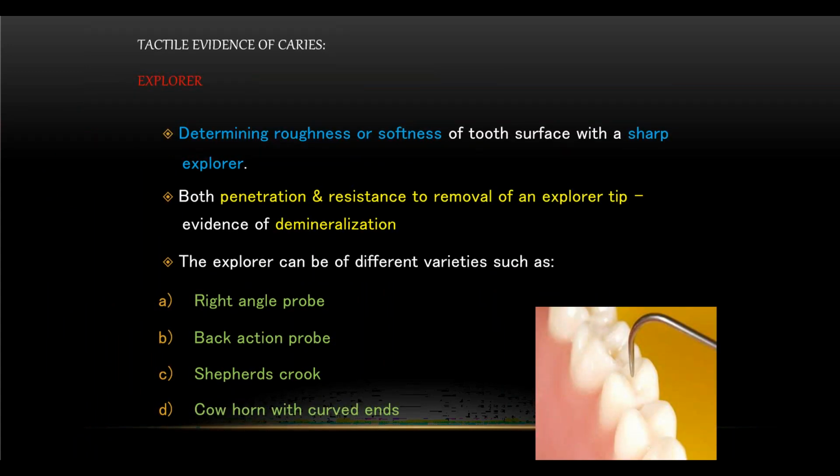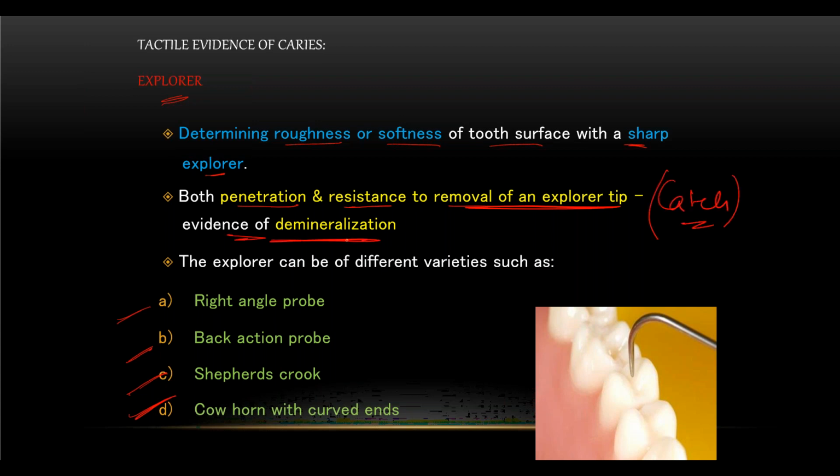Tactile evidence, as I already discussed, explorers are there. Right angle probe, back action probe, shepherd's crook, cow horn with curved ends. Determine the roughness or softness of the tooth surface with the sharp explorer. Penetration and resistance to the removal of the explorer tip, that is the catch. That is an indication that there is a cavity or demineralization.